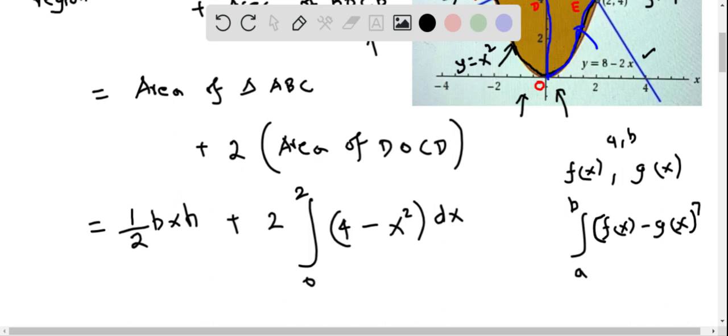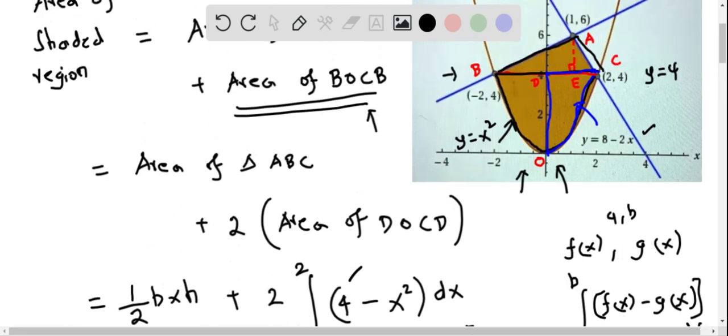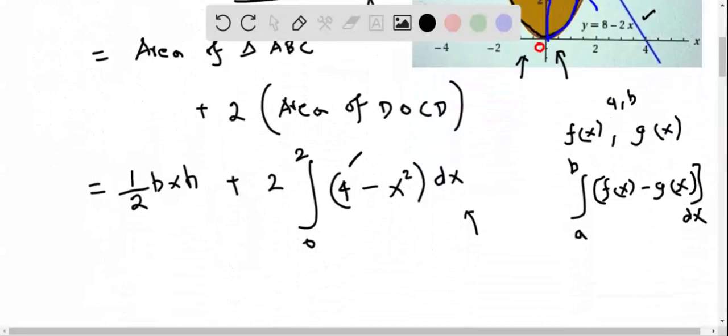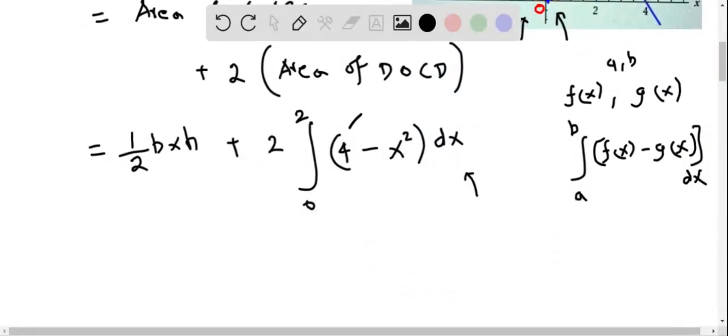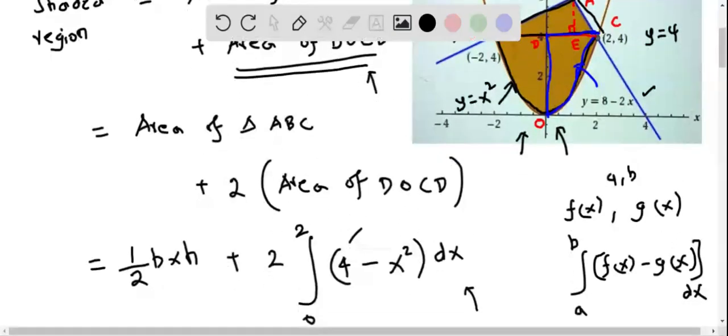So I have basically utilized this formula to write down this expression, this integral. The top curve, that is y equal to 4, so I have put 4 minus the bottom curve, y equal to x squared. So that's why we have 4 minus x squared. Now let's evaluate this. Let's calculate the base of the triangle.